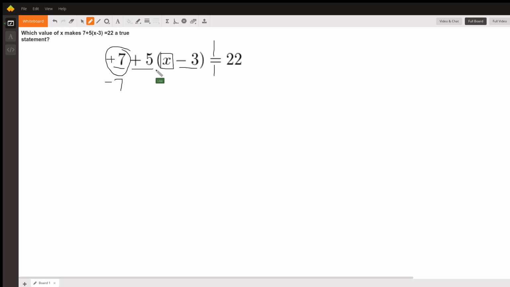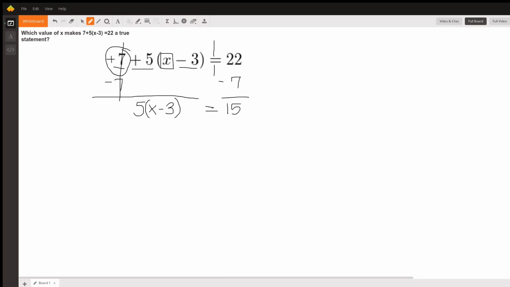Now, think of your equal sign as a scale. You want to keep the scale balanced, which means whatever you do to one side of the equal sign needs to happen exactly the same way on the other side. So since I subtracted 7 here, I'm going to also subtract 7 here. And so 7 minus 7 is 0. It cancels out. I don't need to write the 0, just basically know that it's gone. And that leaves me with a positive 5. Again, we don't have to write the plus sign if it's starting off the thing. 5 times the parentheses x minus 3 equals. Now I want to do 22 minus 7, which gives me 15.